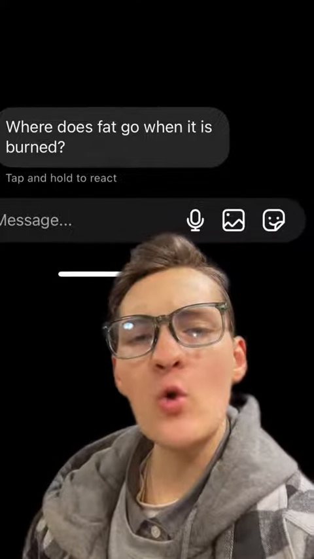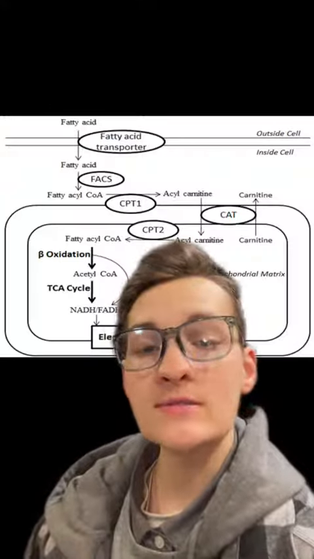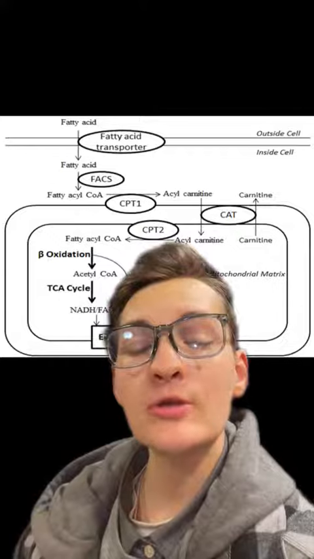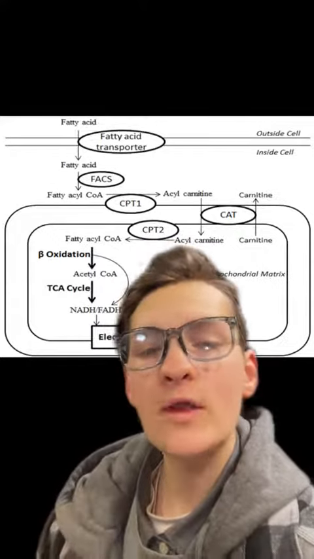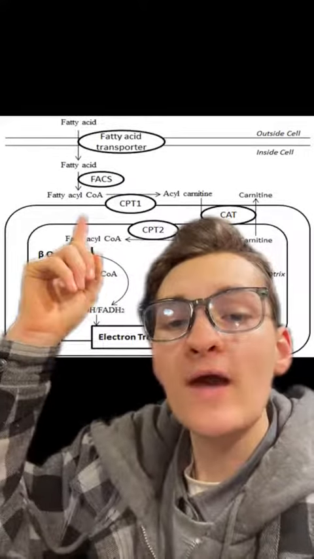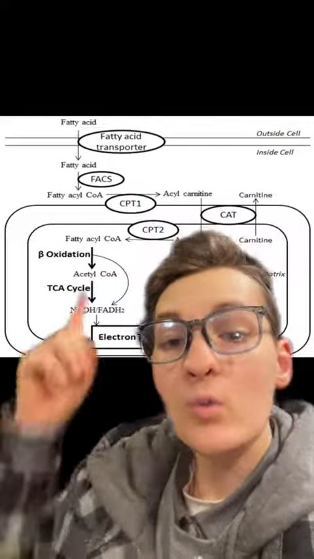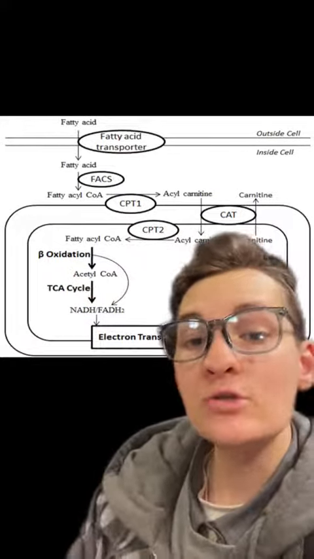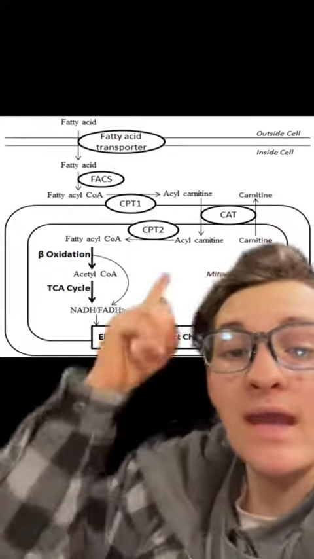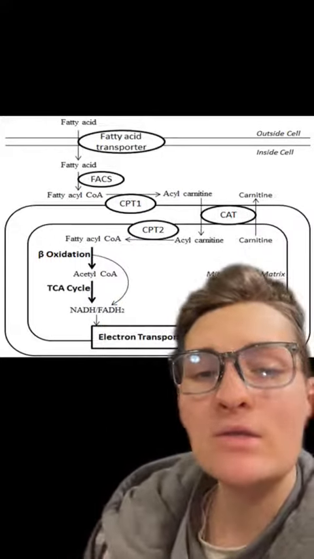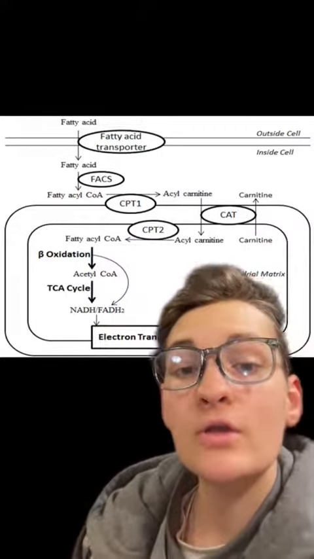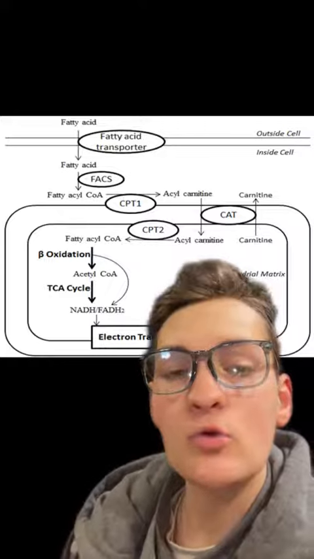Where does fat go when it's burned? Fatty acids can be uptaken out of the bloodstream into your cells. They're then converted by an enzyme into fatty acyl-CoA, which is then converted into acyl-carnitine. This acyl-carnitine is transported into the mitochondria and converted back into fatty acyl-CoA.